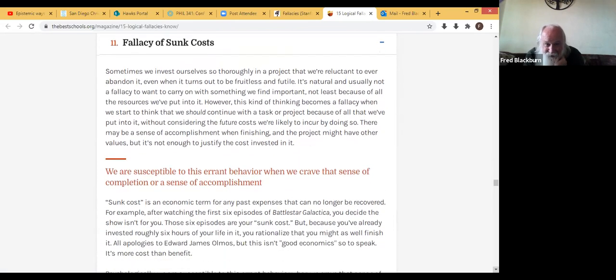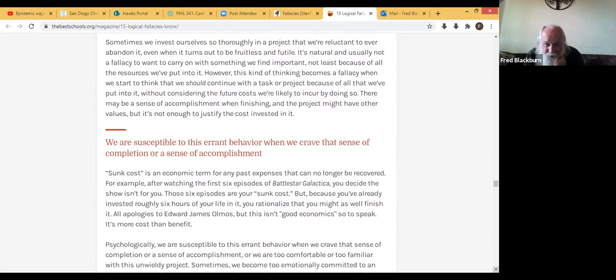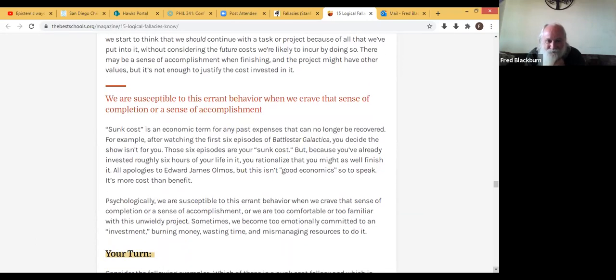Huh. Sunk cost is an economic term for any past expenses that can no longer be recovered. For example, after watching the first episodes of Battlestar Galactica, you decide the show isn't for you. Those 6 episodes are your sunk cost. But because you've already invested roughly 6 hours of your life in it, you rationalize that you might as well finish it. All apologies to Edward James Olmos, but this isn't good economics, so to speak. It's more cost than benefit.